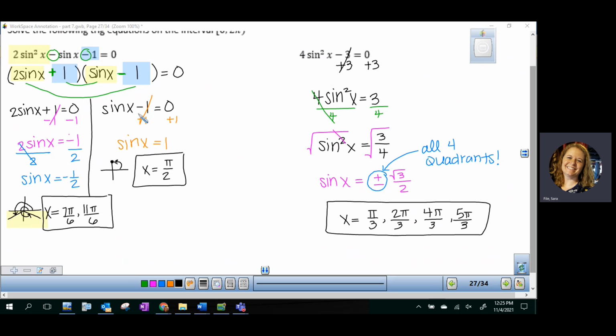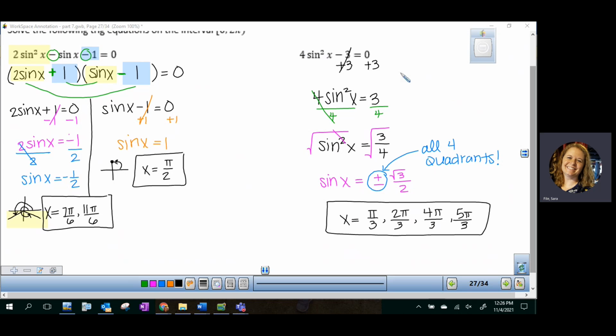On this factor, I just have to add the 1. Where is sine 1? Remember, sine is the y value. It's 1 right here at the top of your unit circle. That's at pi halves. So 3 solutions for that one. Does that make sense? A little bit?